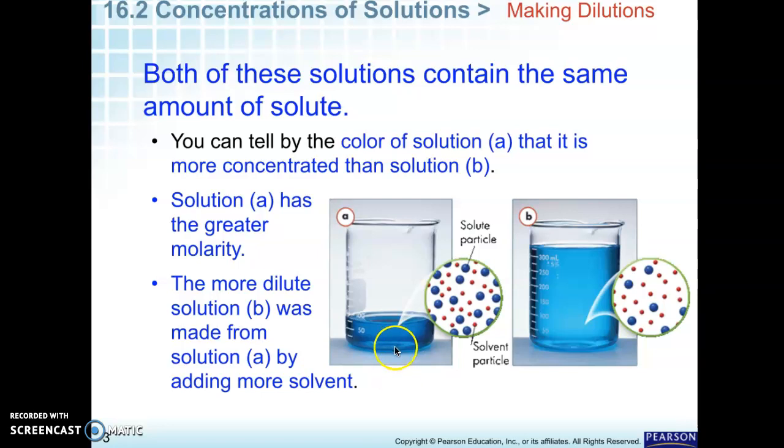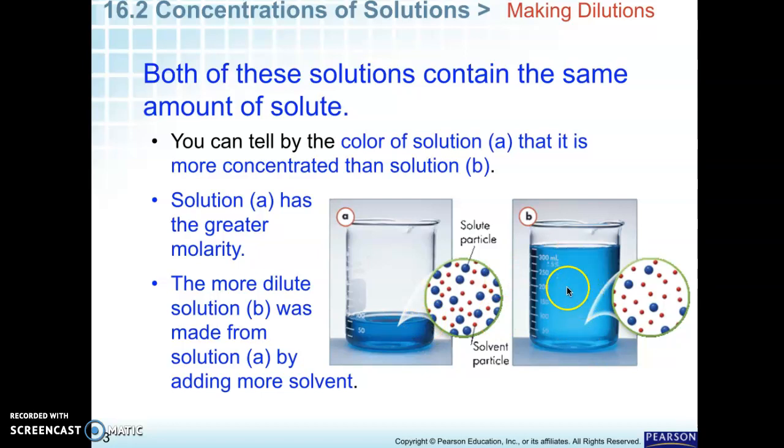Okay, now when you dilute a solution, what you do is you just add more water to it. You're not changing the overall amount of the solute. You have the same number of particles of solute in A as you do in B. It's just that in B, they're spread out more because there's more solvent. So keep that in mind.